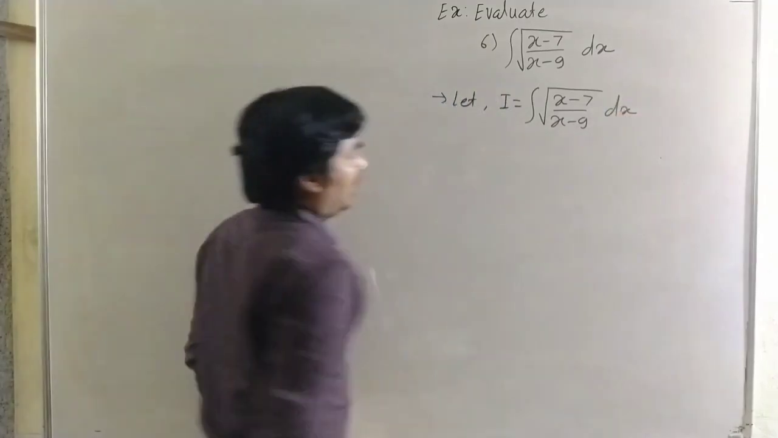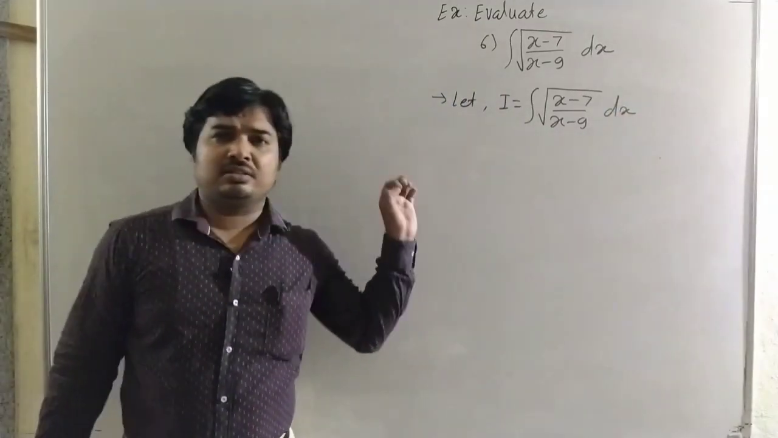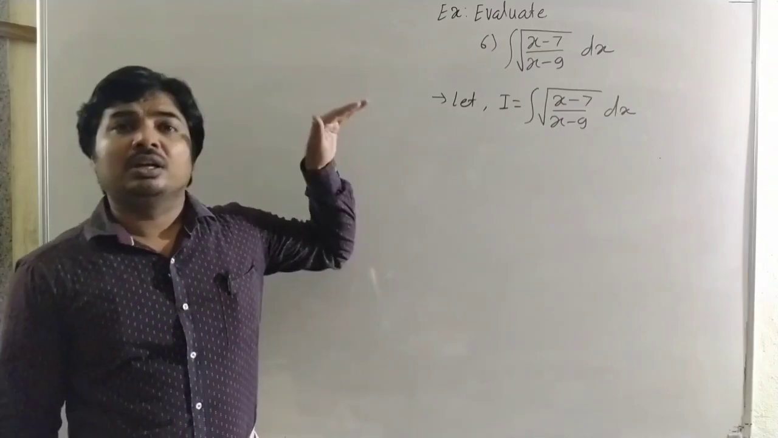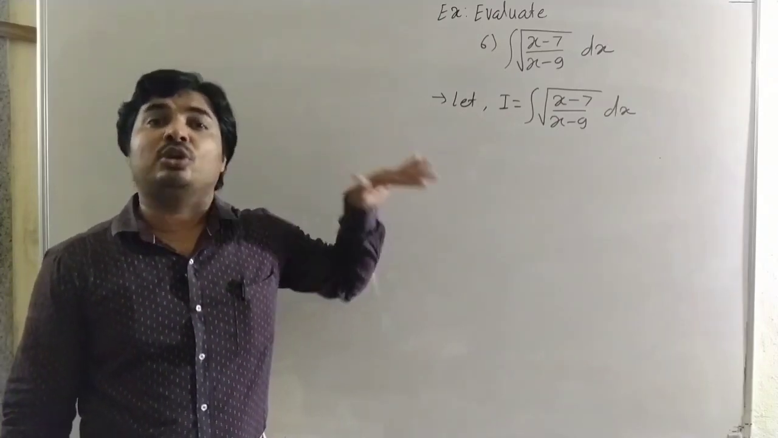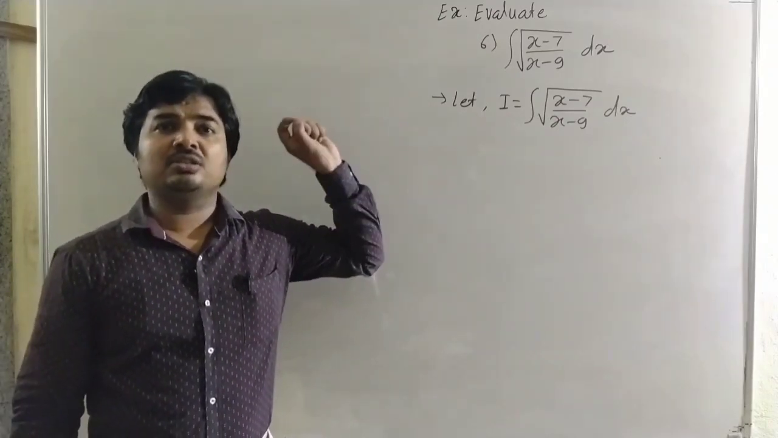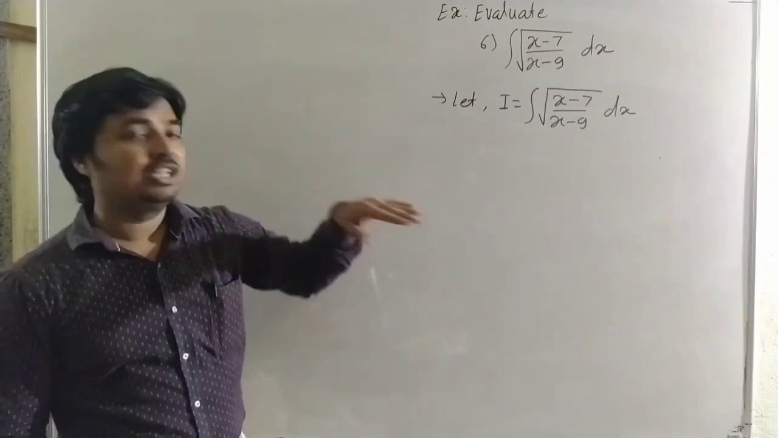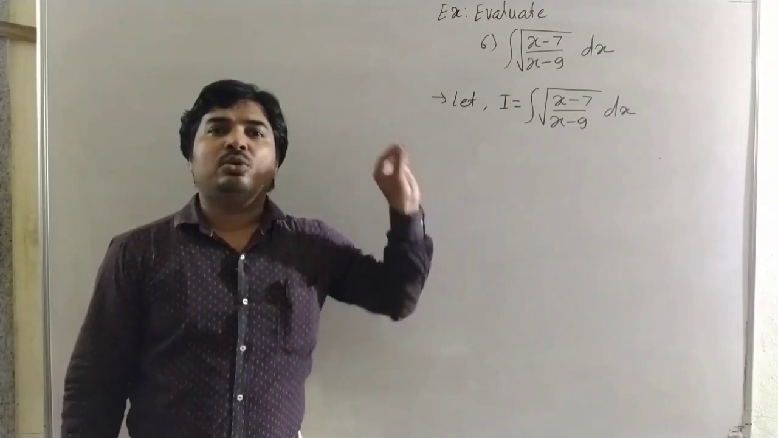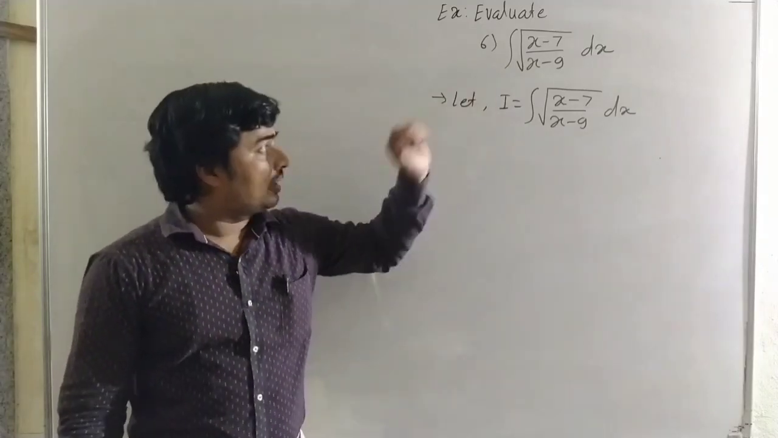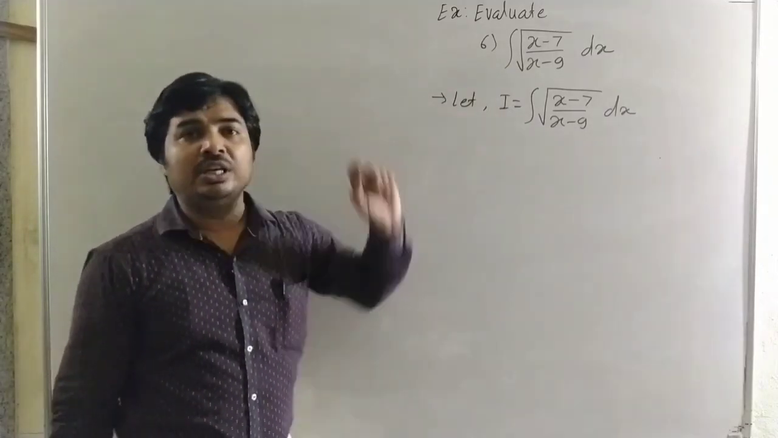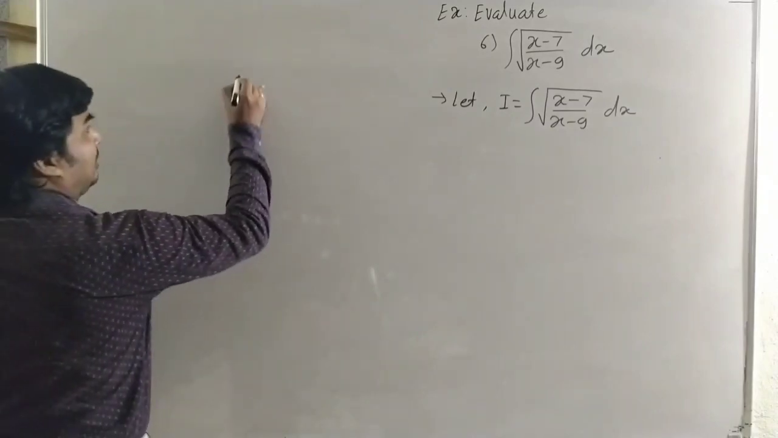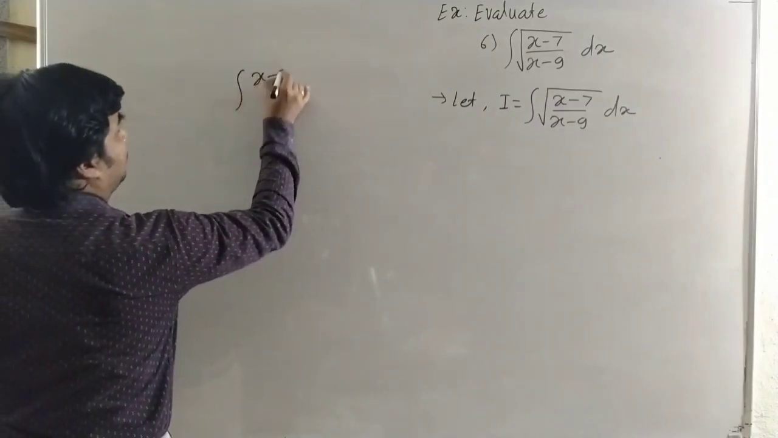Here we see in this lecture the integrals of the type linear function upon under root quadratic function. In the numerator there is only a linear function, not under root linear. Linear function, and in the denominator there is under root quadratic function. But here it is under root of linear function upon linear function, and we have already learned the examples in this type.